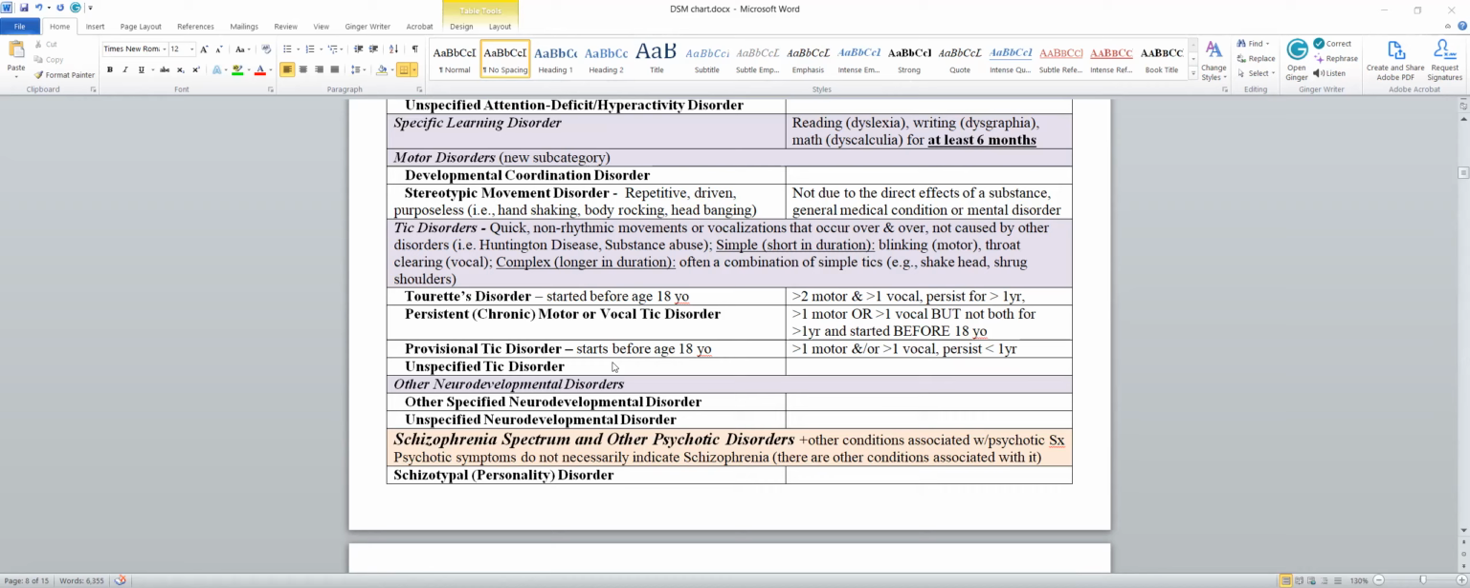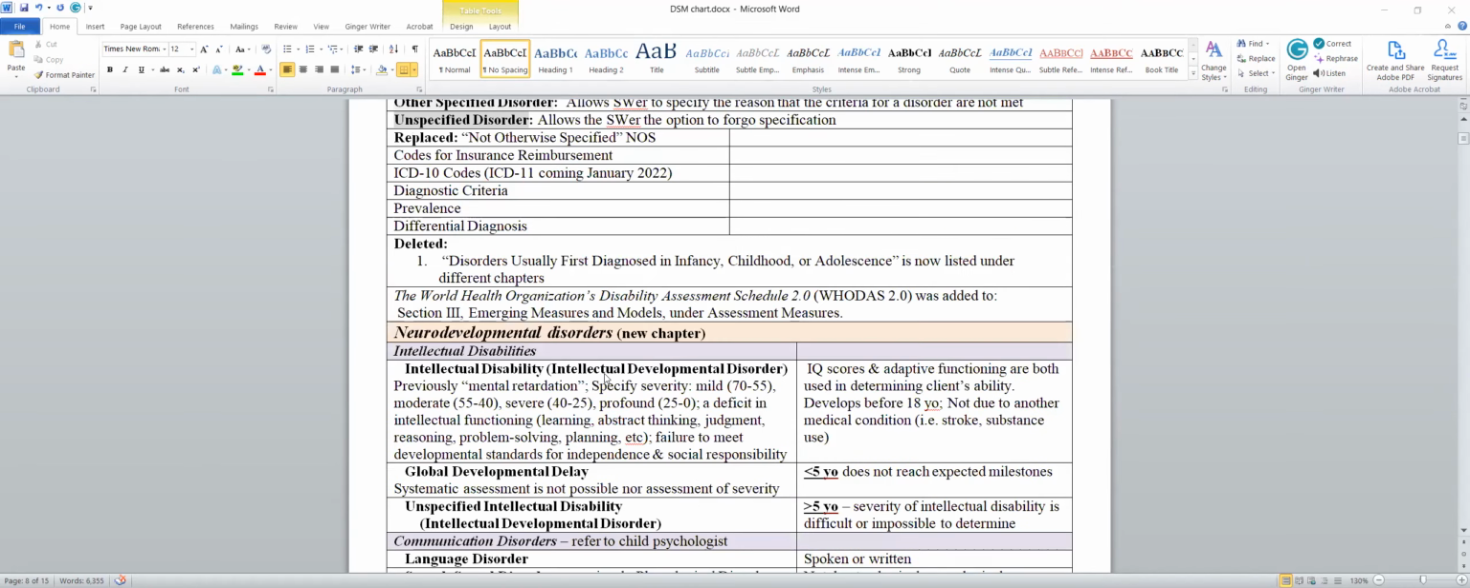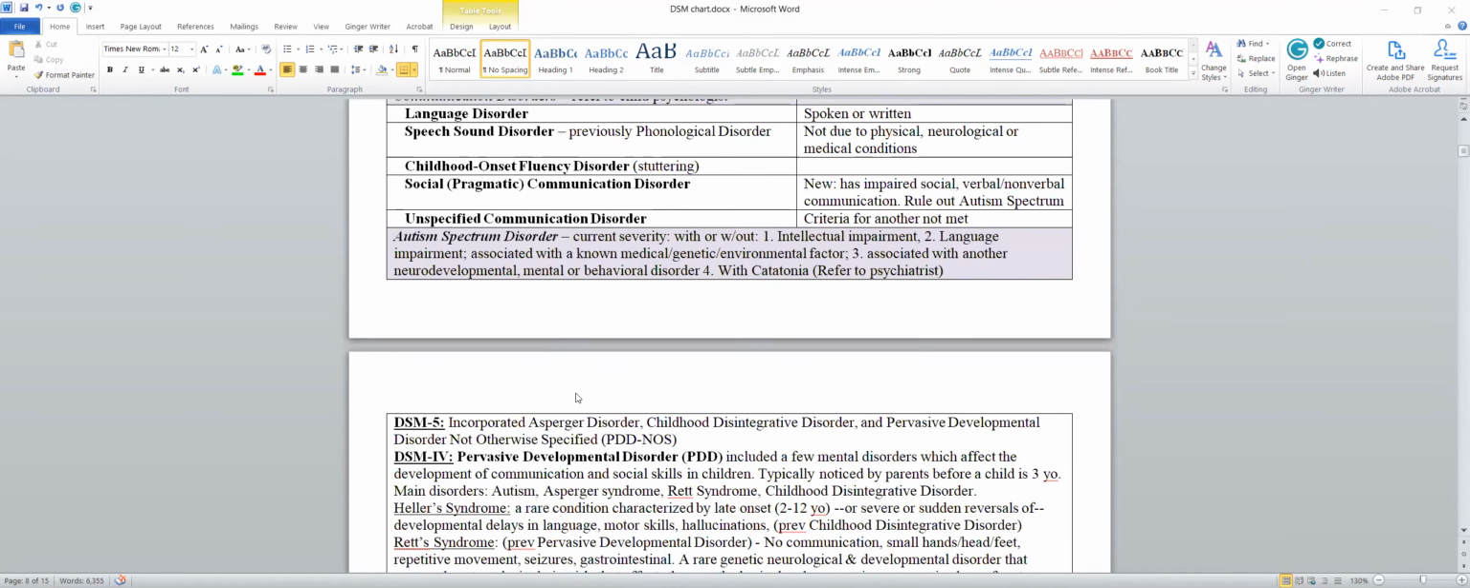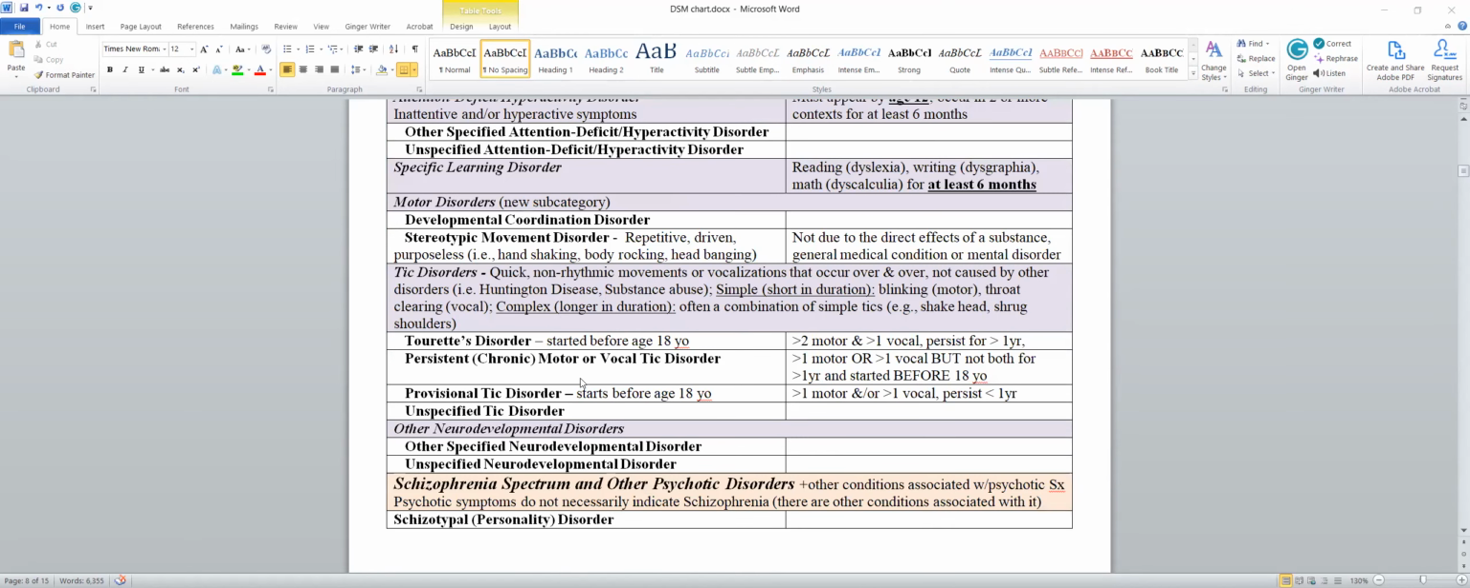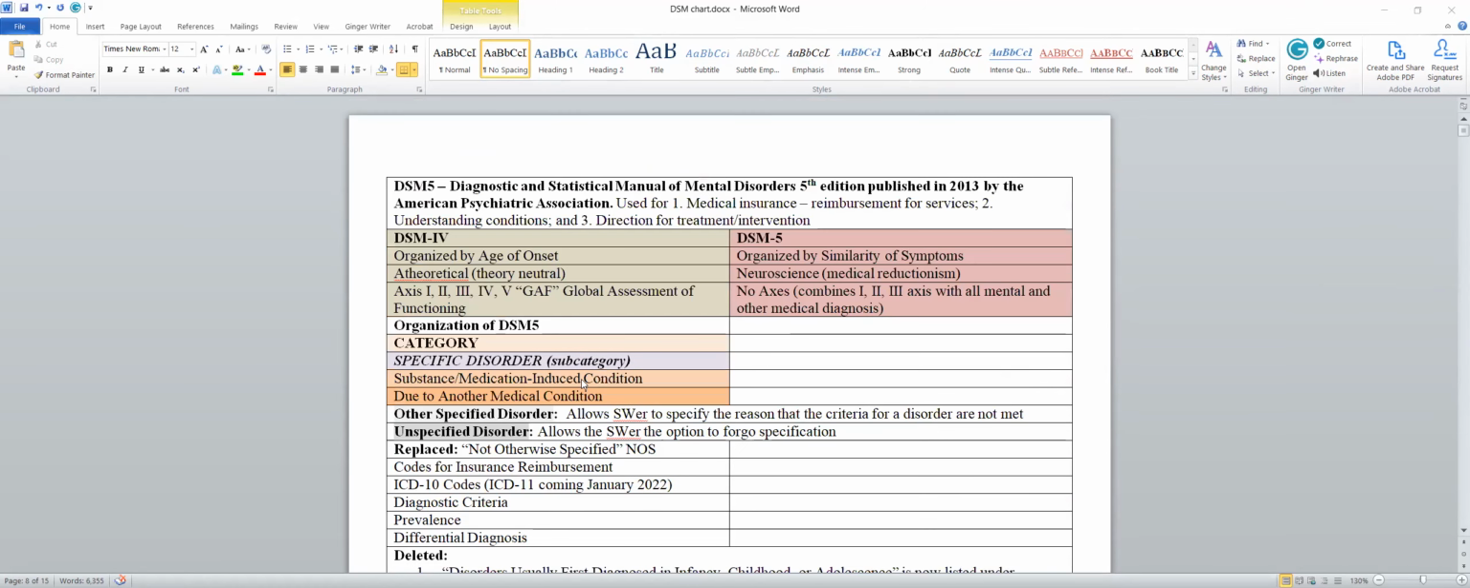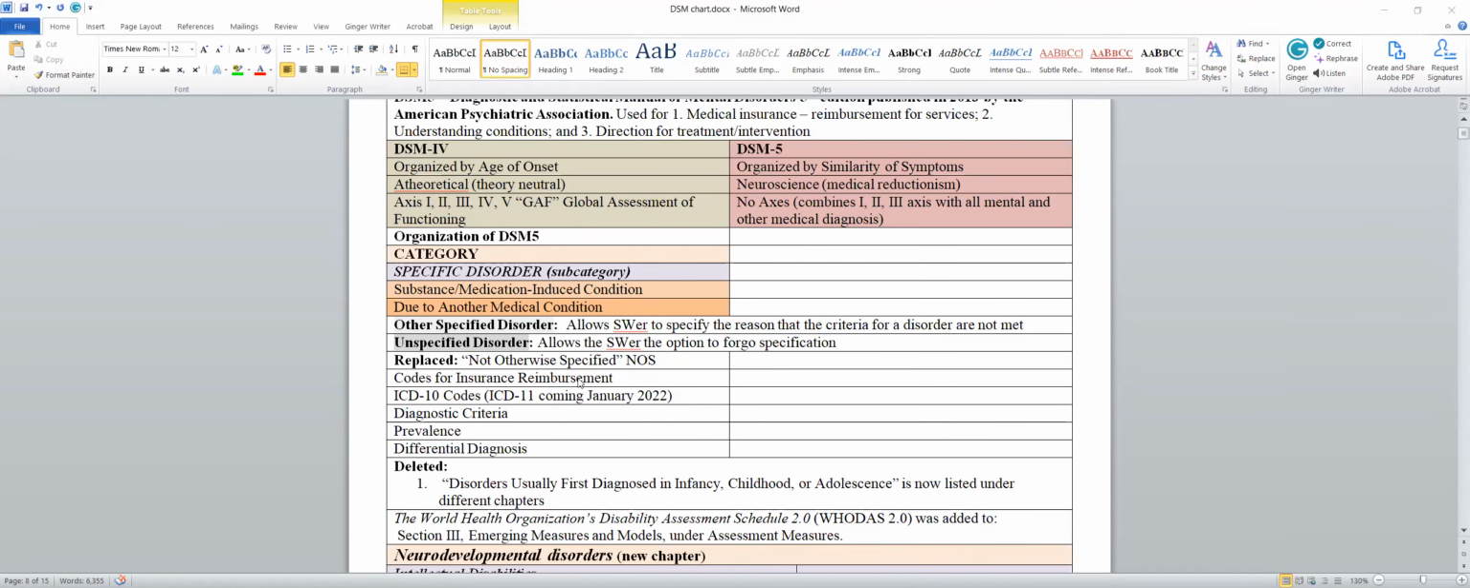The next subcategory under neurodevelopmental disorders is other neurodevelopmental disorders. This also includes other specified neurodevelopmental disorders and unspecified neurodevelopmental disorders. And remember that other specified disorder means the clinician specifies the reason that the criteria for the disorder are not met. An unspecified disorder allows the clinician the option to forego specification.